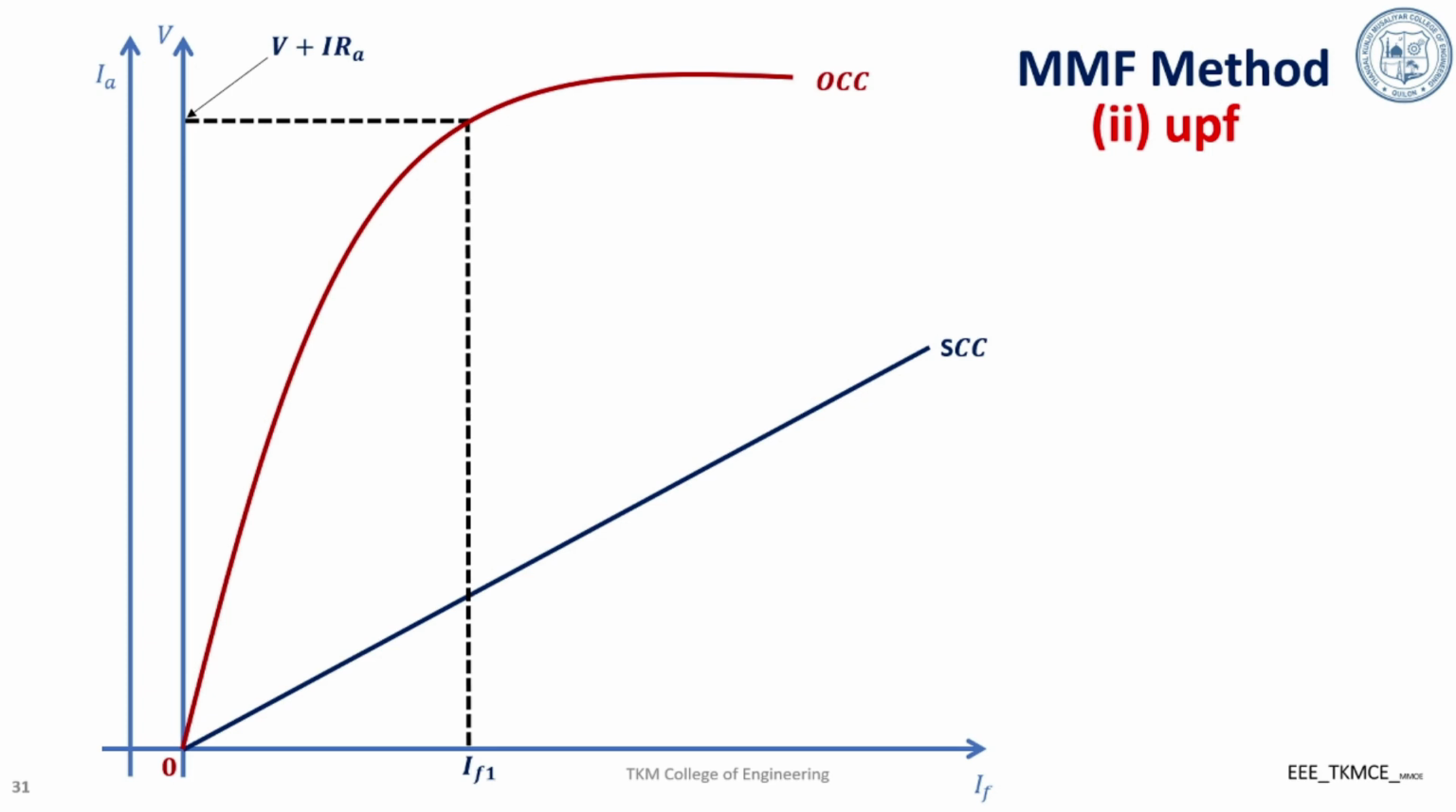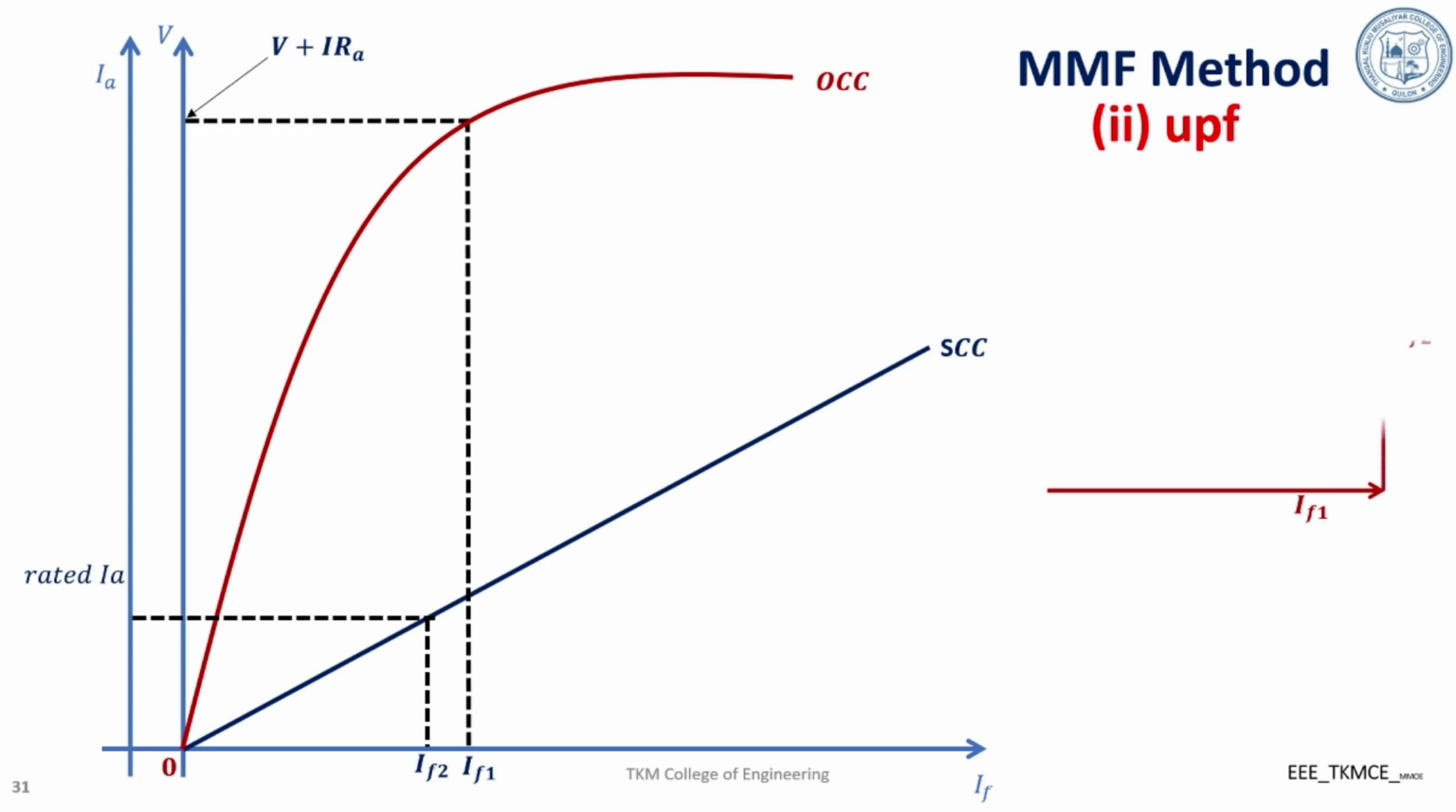Then corresponding to rated armature current, we need to proceed a line parallel to x-axis which will meet at SCC. Note the field current, that is the field current required to circulate rated armature current under short circuit condition. After getting IF1 and IF2, we can draw the phasor diagram.